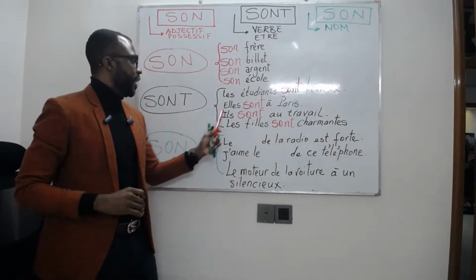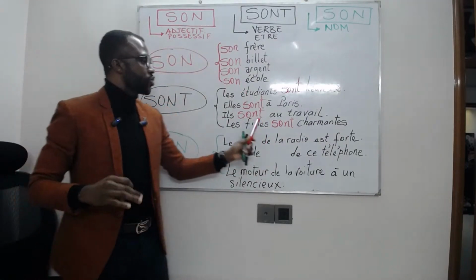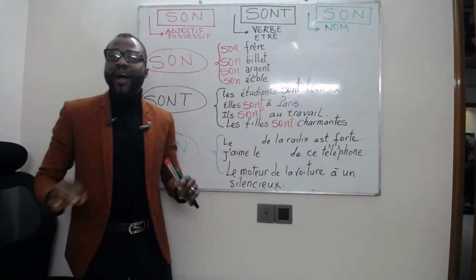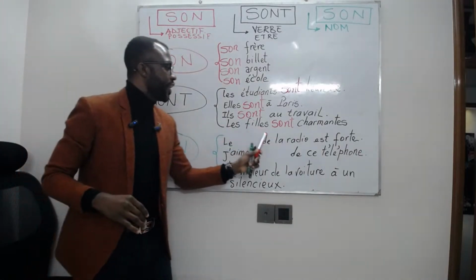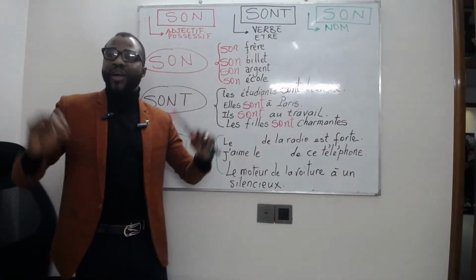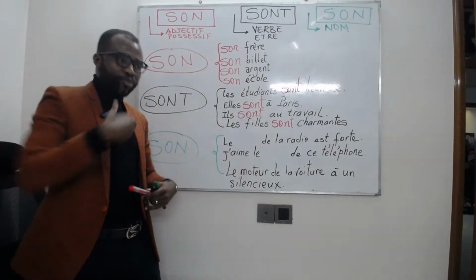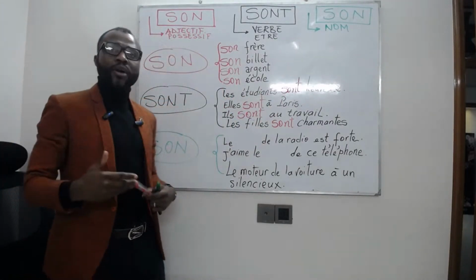Students are happy. Elles sont à Paris. They are in Paris. Ils sont au travail. They are at work. Les filles sont charmantes. Girls are pretty, or girls are beautiful. All right. So in this case, our sont in the spoken language will say, elles sont charmantes.